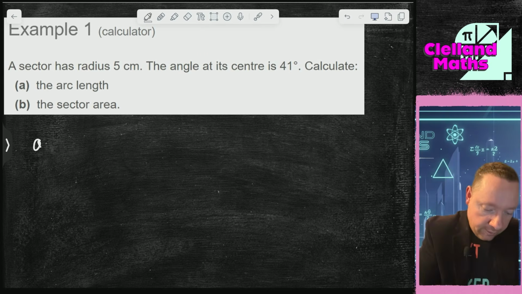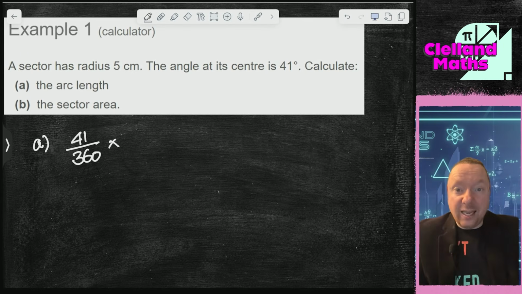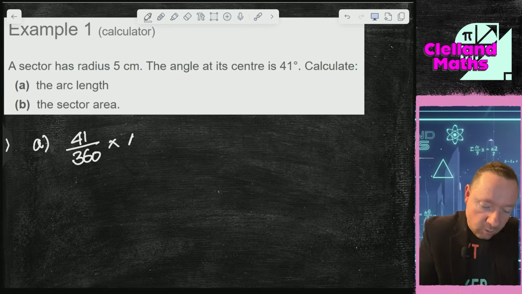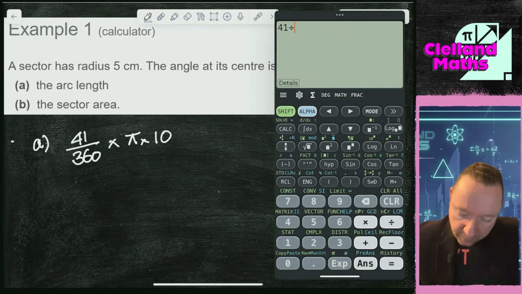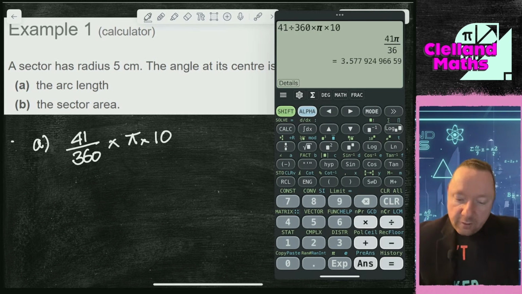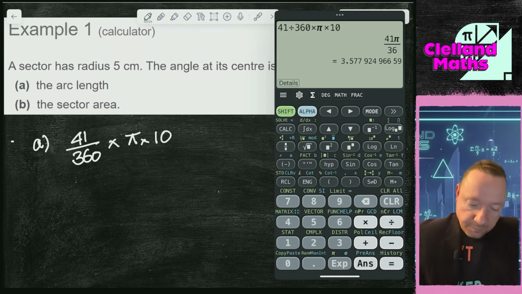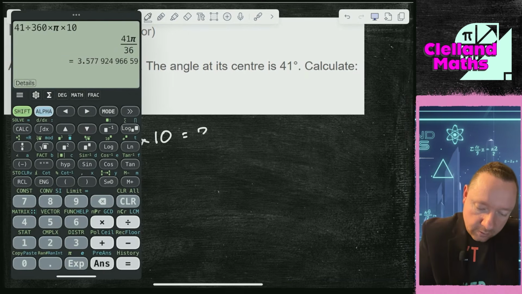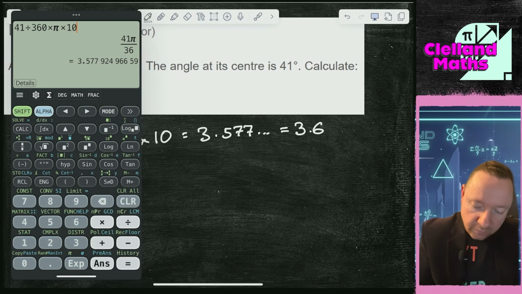For part A, to get your arc length, it is 41 out of 360 times pi times diameter for circumference. So pi times diameter, which is 10 because it's double the radius. Then we get a calculator to work that out. 41 divided by 360 times pi times 10 gives me 3.577, which I'll probably round to 3.6, but I always like to write the unrounded answer first. And I think that was centimetres.